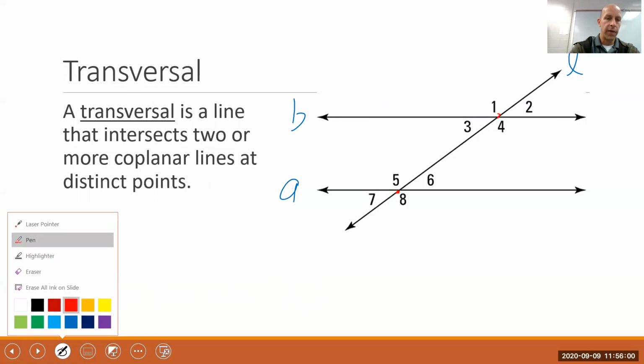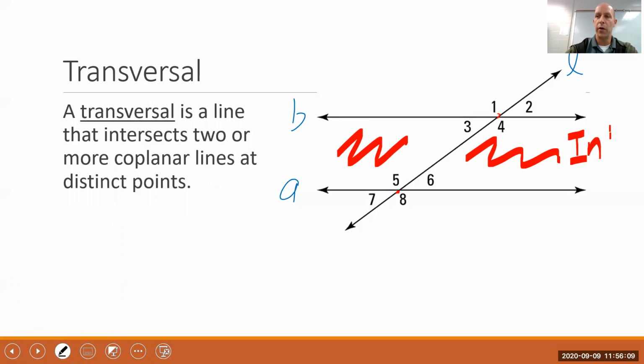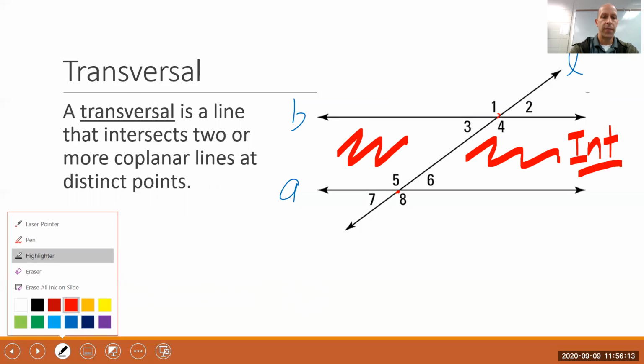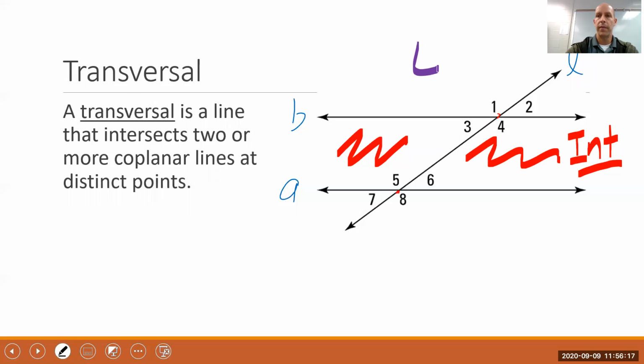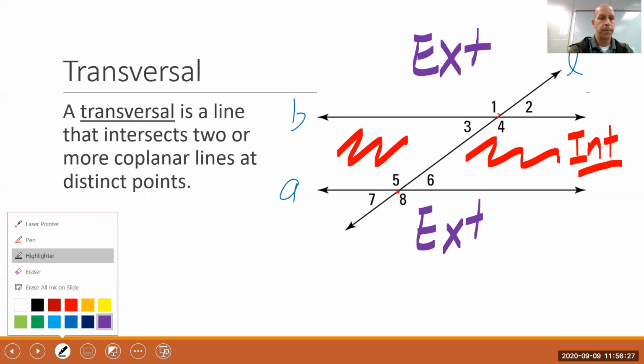I'd also like to note the following, that this area in here, we would call the interior. That'd be the interior of those lines, right? So then what would you probably call this stuff out here? Out here, I call that the exterior, and even down here is the exterior. And I'm going to use that information as we move forward into our next slide.